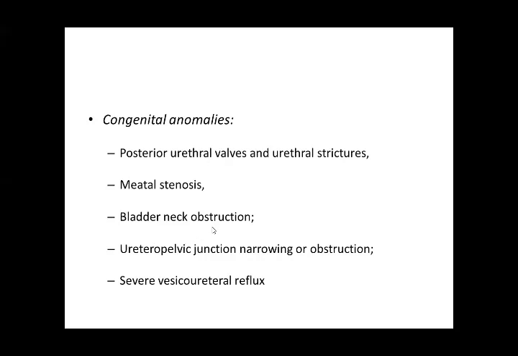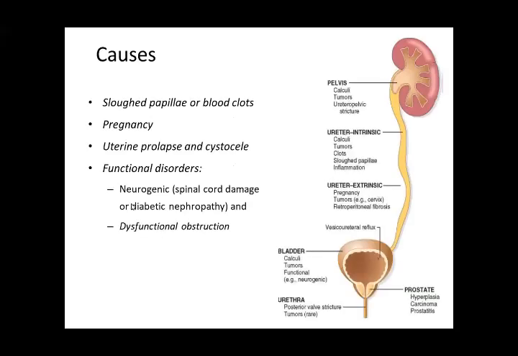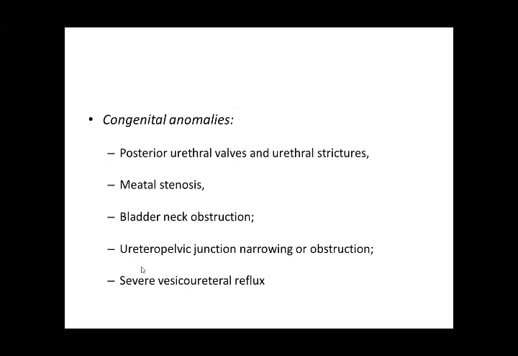Then bladder neck obstruction can be there. Ureteropelvic junction narrowing or obstruction is there. Then there is severe vesico-ureteral reflux, right? Because of abnormal valves in there, there is severe vesico-ureteral reflux, or there could be abnormal nerve innervation, neurogenic problems, because of which there could be vesico-ureteral reflux, right? And this reflux will damage the kidney.